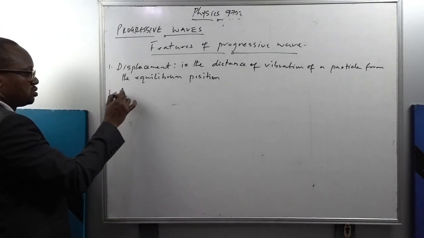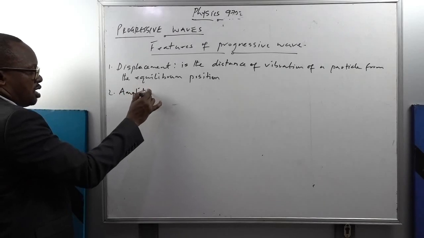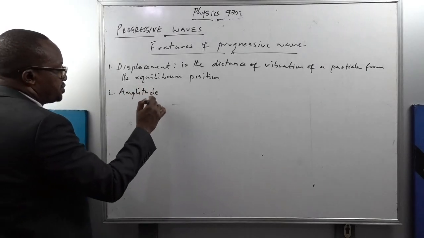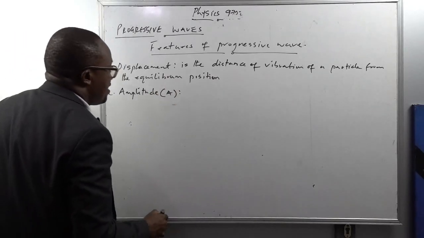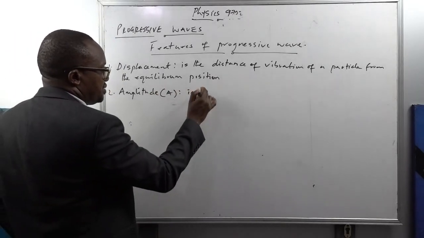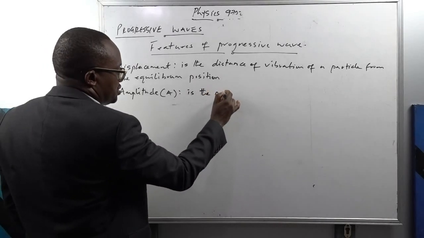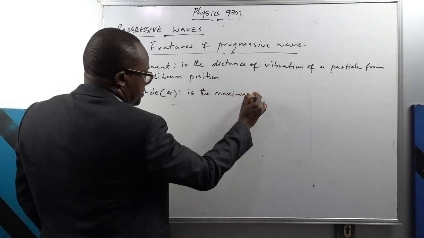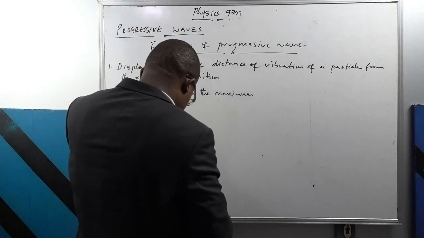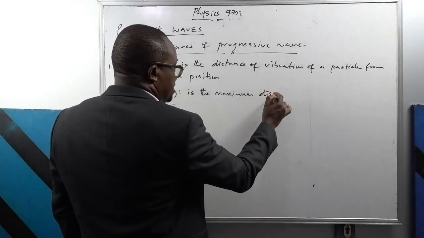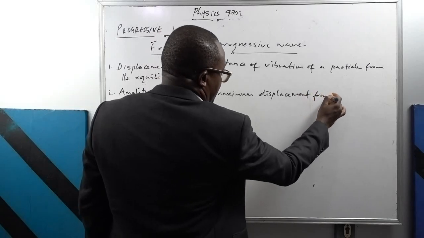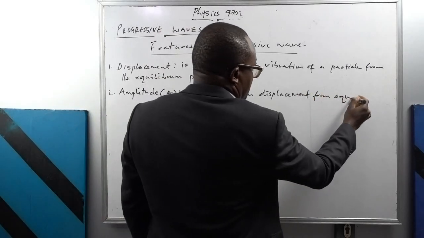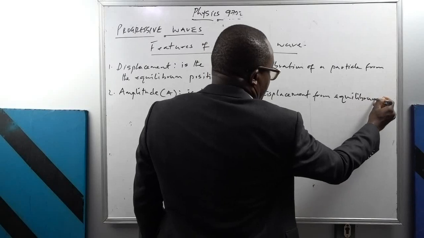Number two, amplitude. So basically we represent amplitude with A. Amplitude is the maximum displacement from equilibrium position.